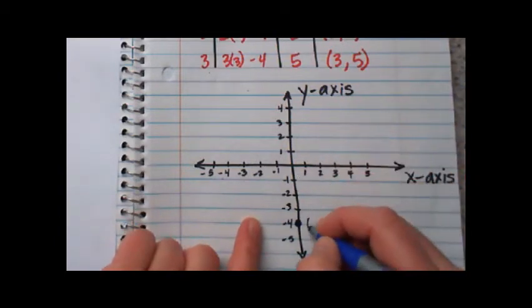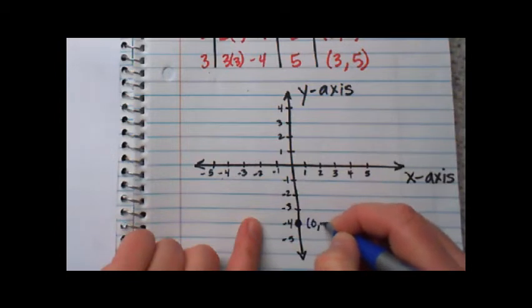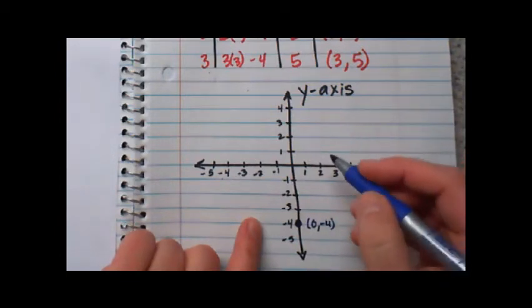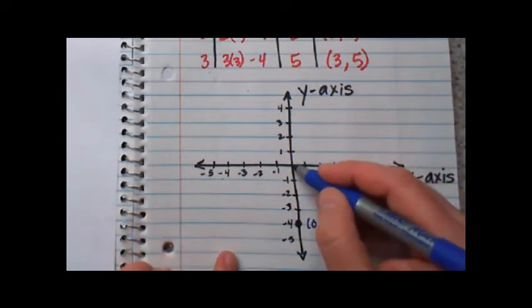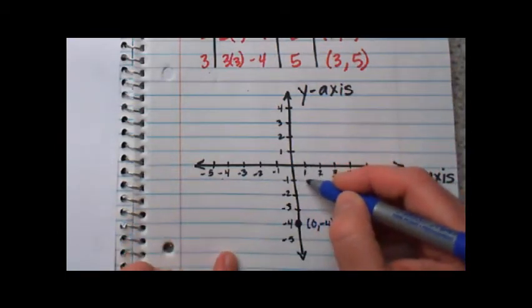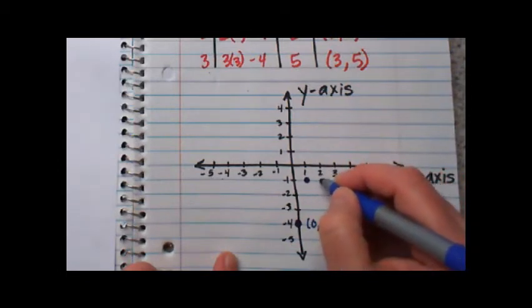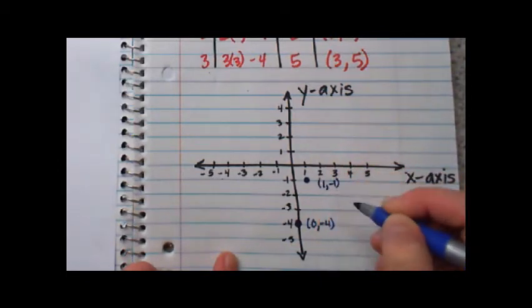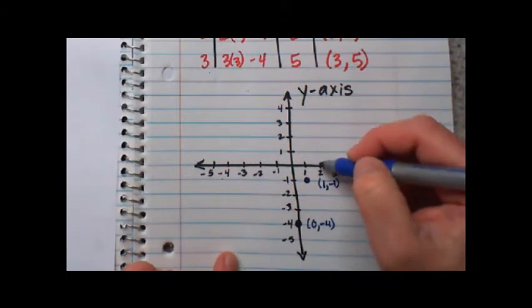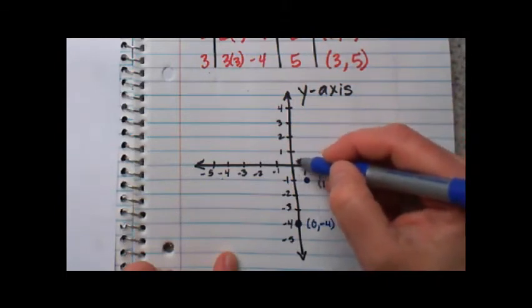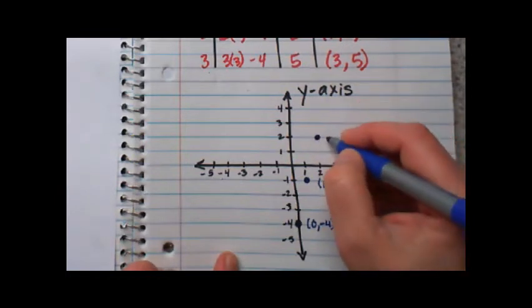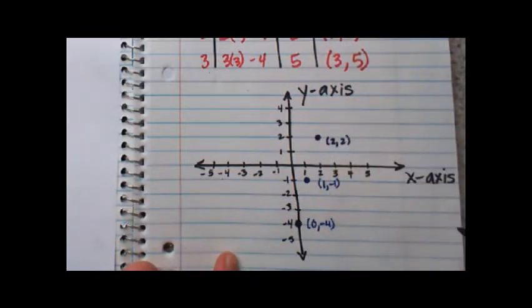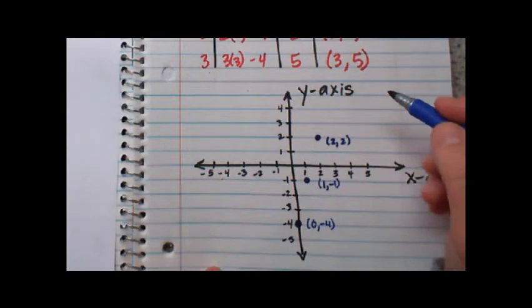First of all, let me go back here and label this. 0, negative 4. The next ordered pair was 1, negative 1. So we go to x equals 1, y equals negative 1. Make the point. Label it. Next ordered pair was 2, 2. We go over 2 steps and up 2 steps. Label it. 2, 2.